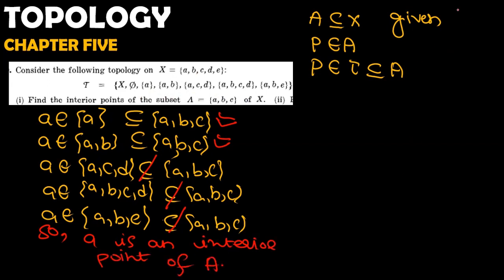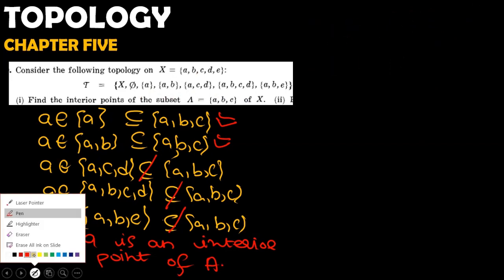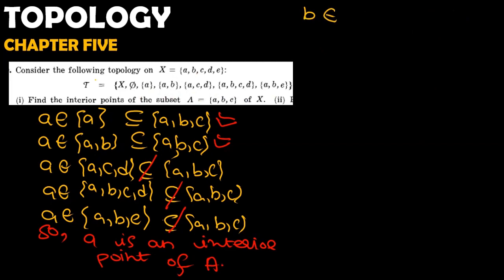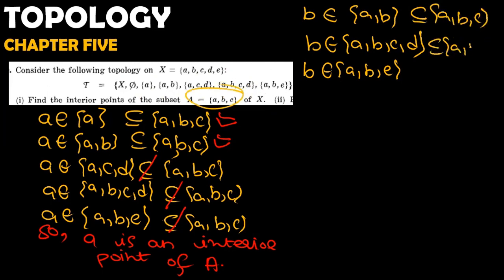Now I repeat the same process for B. So B belongs to open set AB, and B also belongs to A, B, C, D. Similarly, B belongs to A, B, E. These are three open sets containing B. Now we're checking whether all these open sets are subsets of A or not.